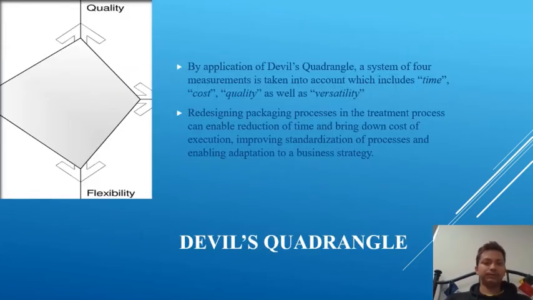We have taken the Devil's Quadrangle to ensure certain specific things related to the redesigning process. We have taken quality, flexibility, time, and cost. So four measurements are taken into account according to the Devil's Quadrangle. Redesigning the packaging process in a treatment process can enable reduction of time, bringing down cost of execution, improving standardization of a process, and enabling adaptation to the business strategy.